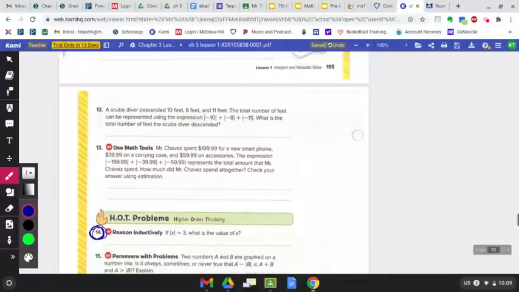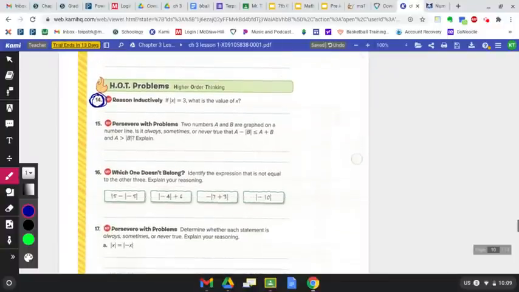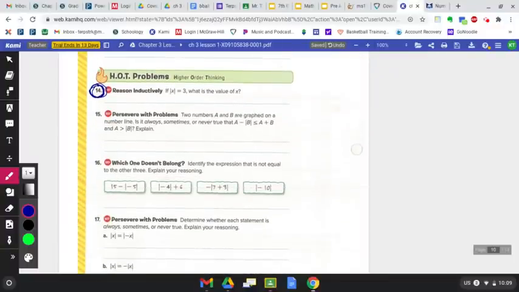All right, I want to talk about number 14. It says reason inductively. It says if the absolute value of a number, so this variable x, is equal to 3, what does that number have to be? I want you to think about that for a second. So the absolute value is asking me, what value is 3 away from 0?